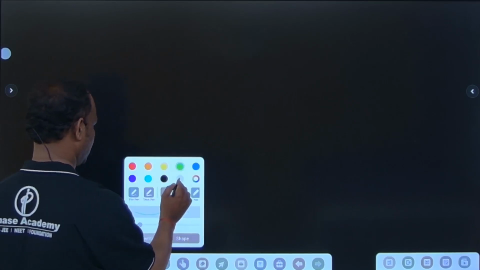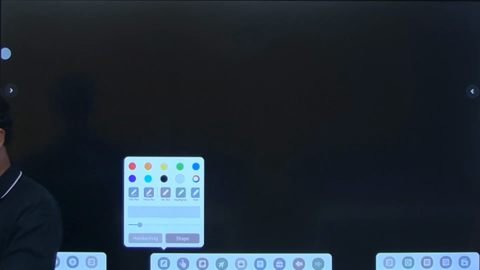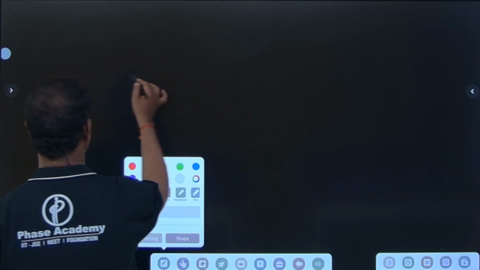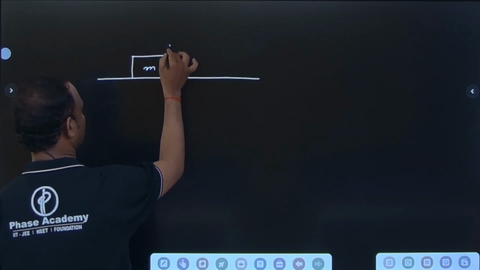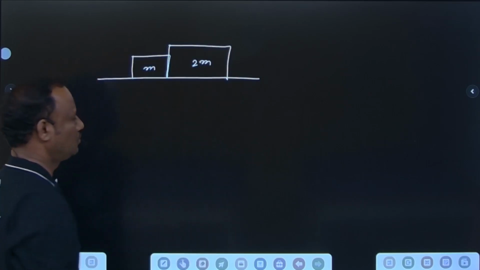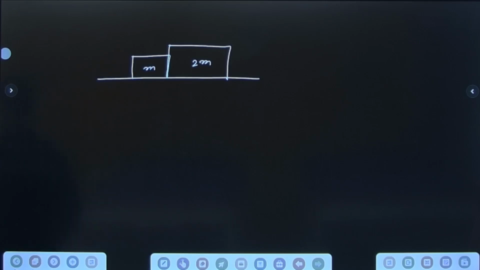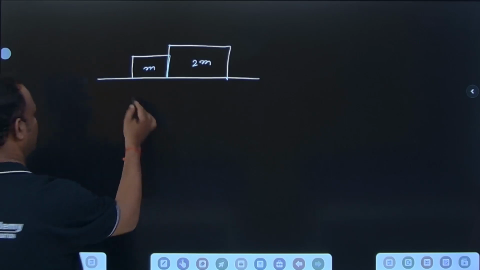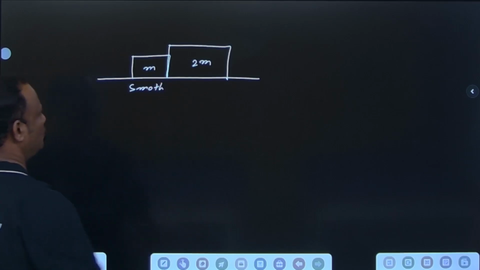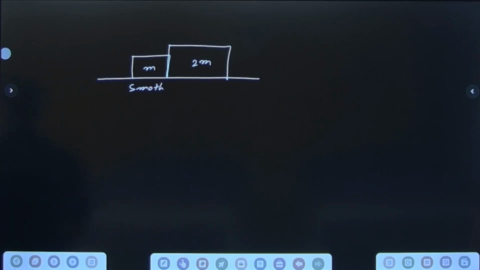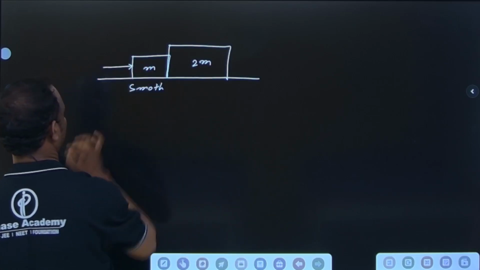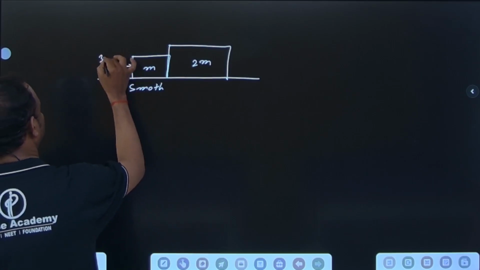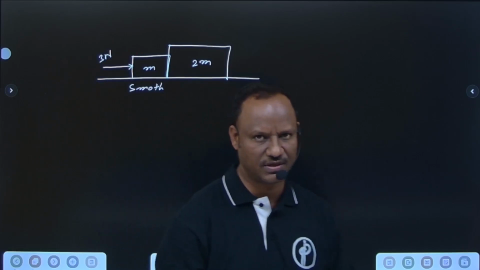Let me give one situation. Two masses are taken: one is m, the next one is 2m. They are placed on a horizontal surface. Let it be frictionless, a smooth one, so the mu value is 0. Now I apply a force on m, let it be a 3 Newton force acting on the smaller mass.